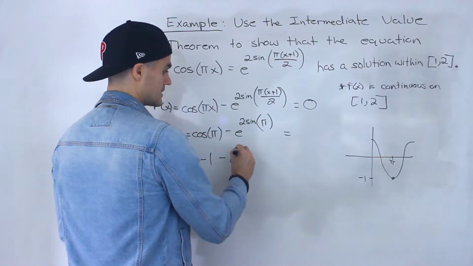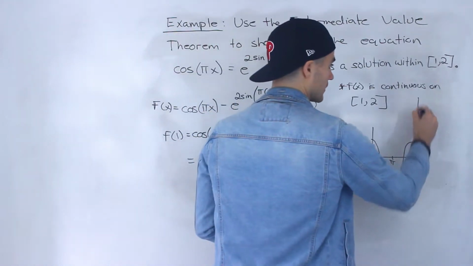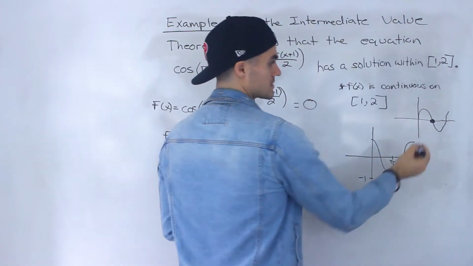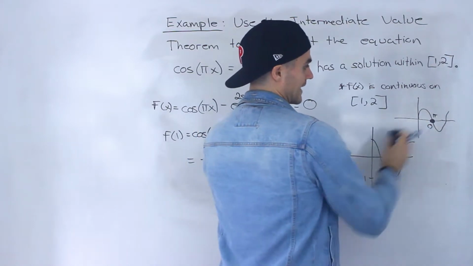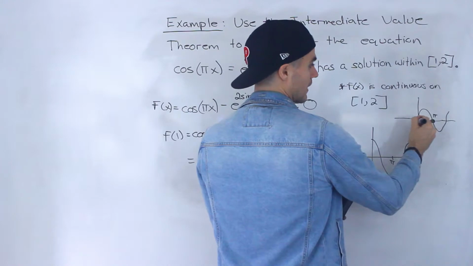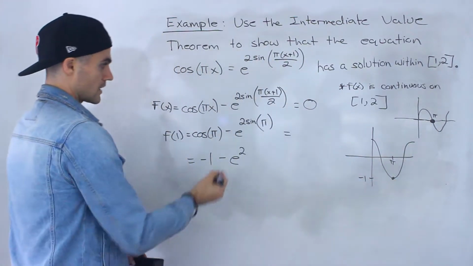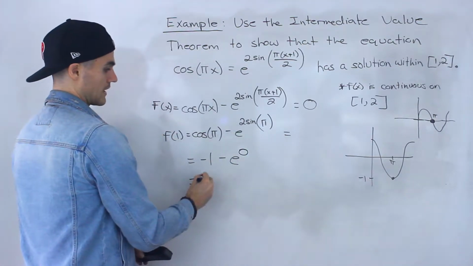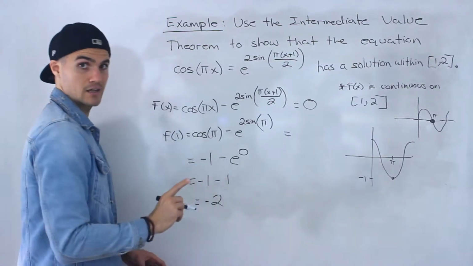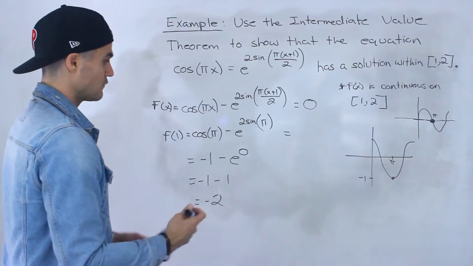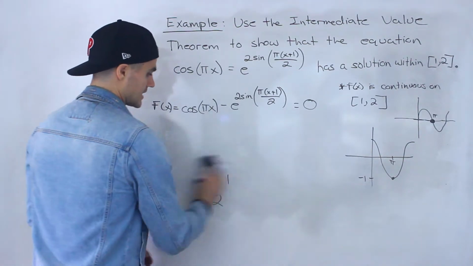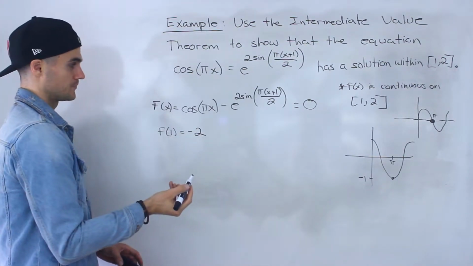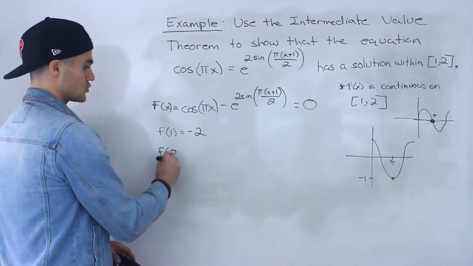And then we're going to be subtracting e to the power of 2. Now, what's sine of pi going to be? Sine of pi, notice, is just 0. At that x value of pi, the y value is 0. Right? So this here is going to end up being 0 times 2 is just 0. And so we would end up with -1 minus 1, which would give us -2. Okay, so f of 1 is equal to -2.